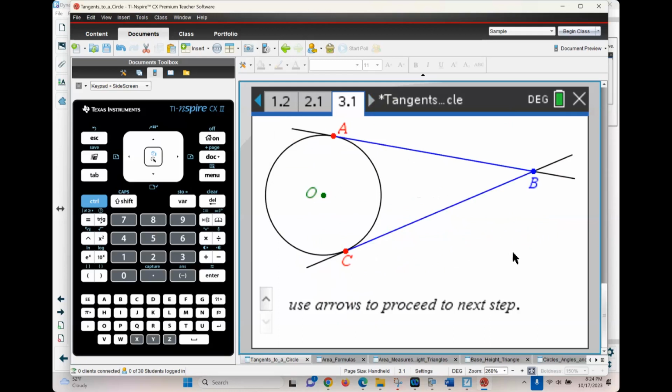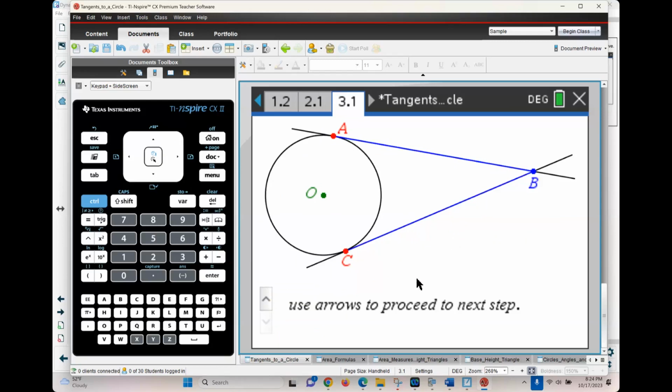I love this. It says use the arrows to proceed to the next step. This is a slider here. You could either click on the slider with your cursor, or since there's only one slider, you can use the up and down arrows to increase or decrease the slider, so you don't have to be pointing to it all the time. I'd like to prove that these 2 segments are congruent, and the way I would do that is to prove triangles congruent.